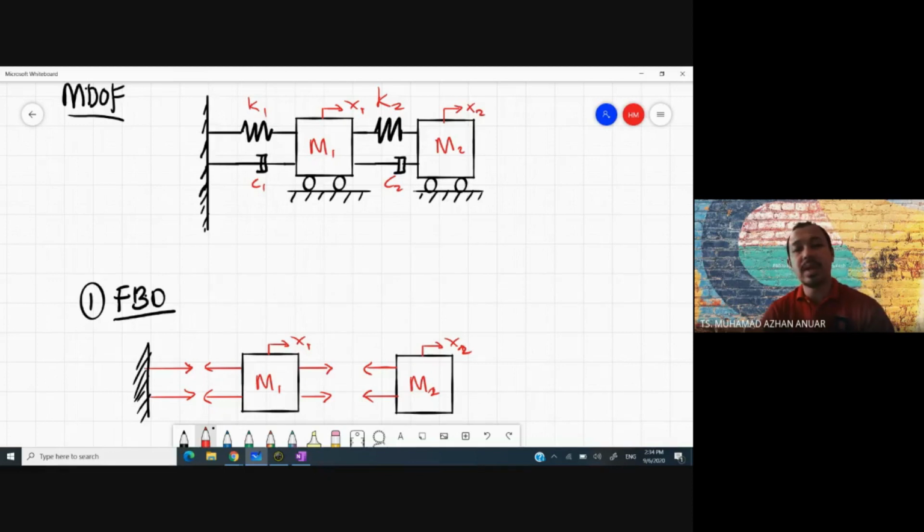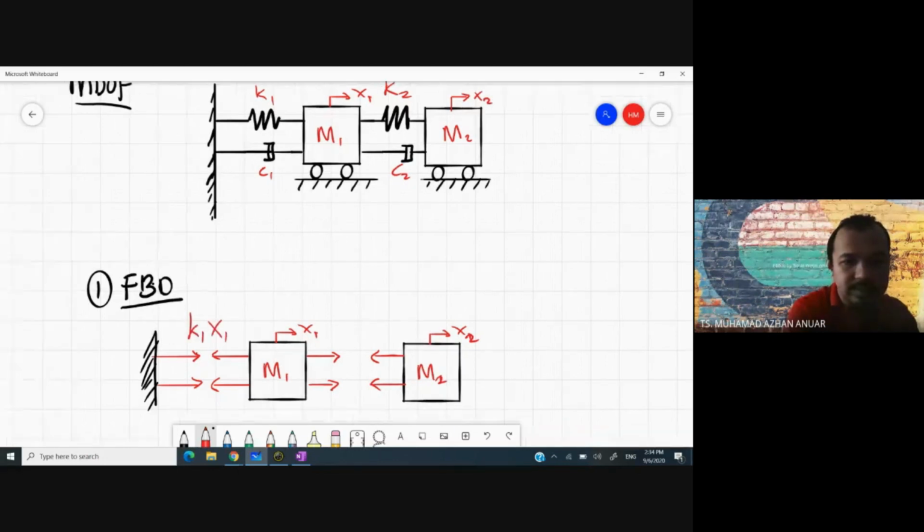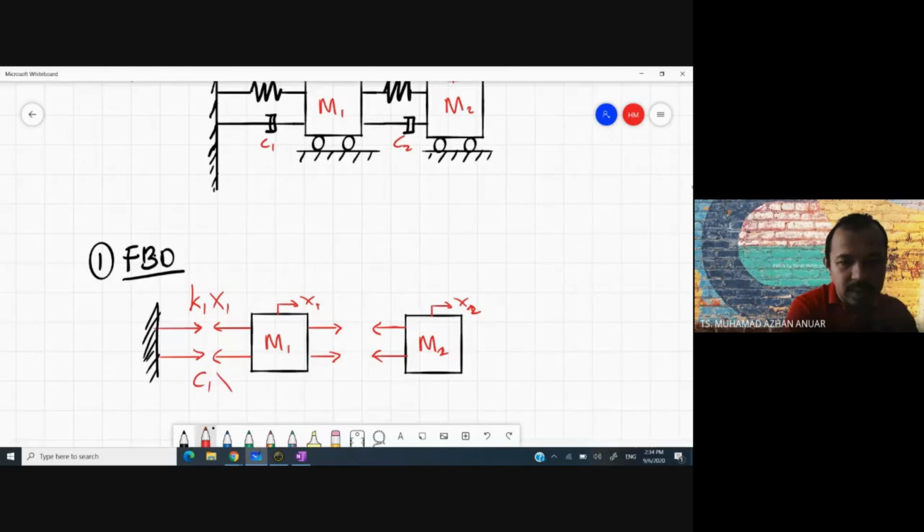But if you make the assumption that x1 is greater than x2, this area will be in compression. So when it is in compression, you draw it in tension. Okay, clear? So now, let's put all the forces inside this FBD. We have K1 X1, and we have C1 X dot 1. Why only one coordinate? Because this area deals with one coordinate only. But in this area, you deal with two coordinates, X1 and X2.